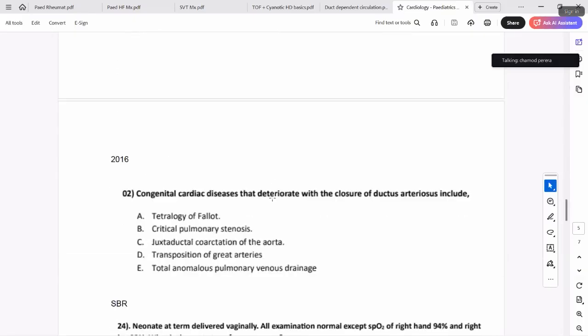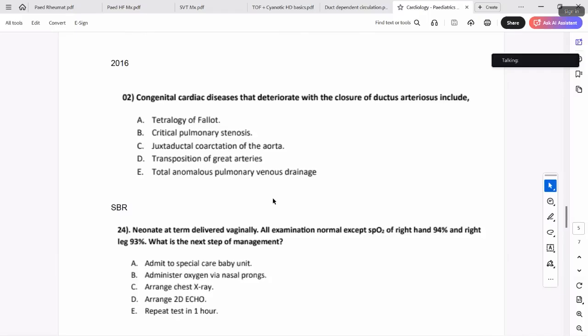Okay, let's go to the next question. Congenital cardiac diseases that deteriorate with the ductus closure. I have discussed the theory part, so we'll move forward. So the answer is critical pulmonary stenosis; tetralogy of Fallot, no effect.